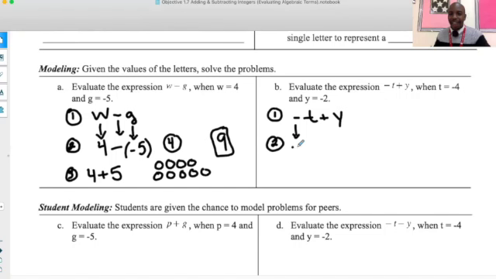We're going to bring down this negative first. The first thing we're going to do is bring down the negative. Then we're going to say, okay, well, what is the T? The T, we know that's -4. So put that in parentheses, -4. Bring down the plus sign, right? Bring down that positive sign. Then we have Y. Y is -2. And we're almost done.